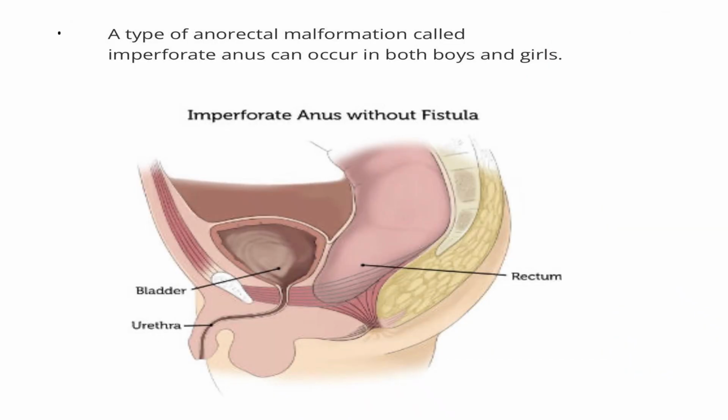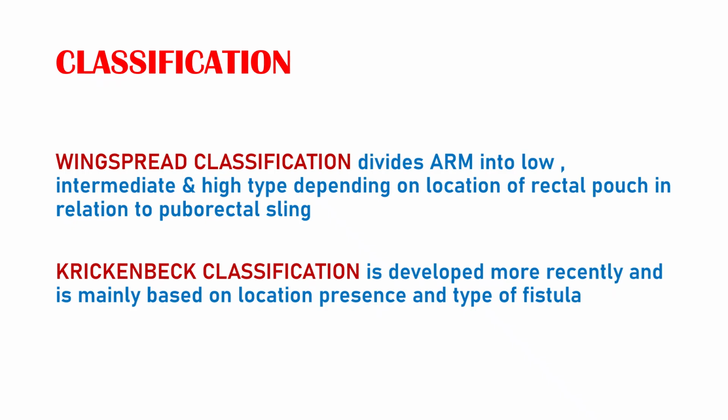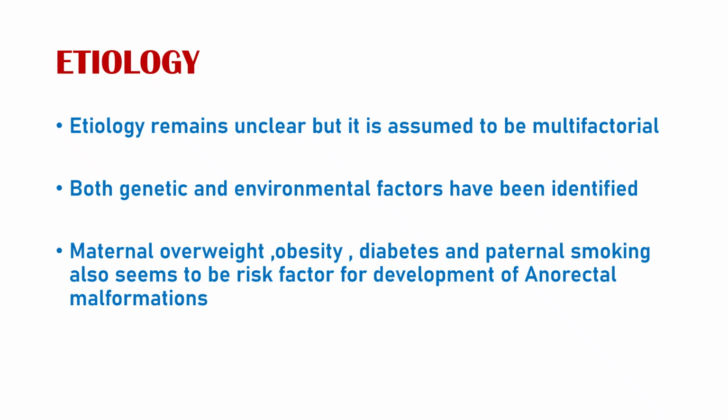A type of anorectal malformation called imperforate anus can occur in both boys and girls, which is imperforate anus without fistula. The anus is covered only by a membrane and there is no fistula. Classification: the Wingspread classification divides ARM into low, intermediate and high type depending on location of the rectal pouch in relation to the puborectal sling. There is the Krickenbeck classification, which was developed more recently and is mainly based on location, presence and type of fistula. Etiology remains unclear, but it is assumed to be multifactorial.